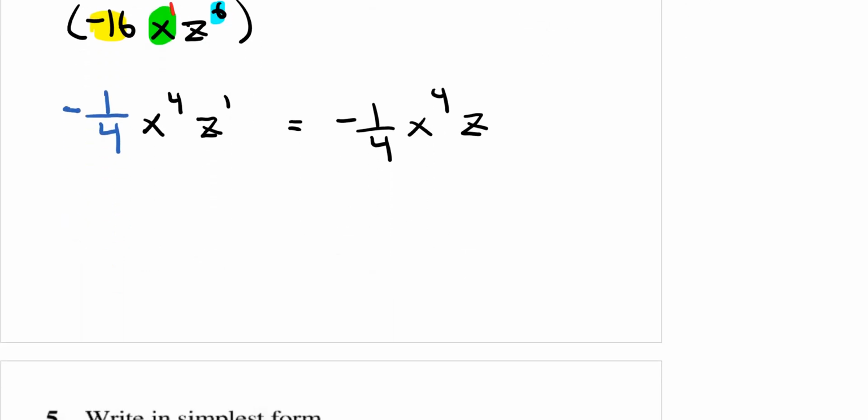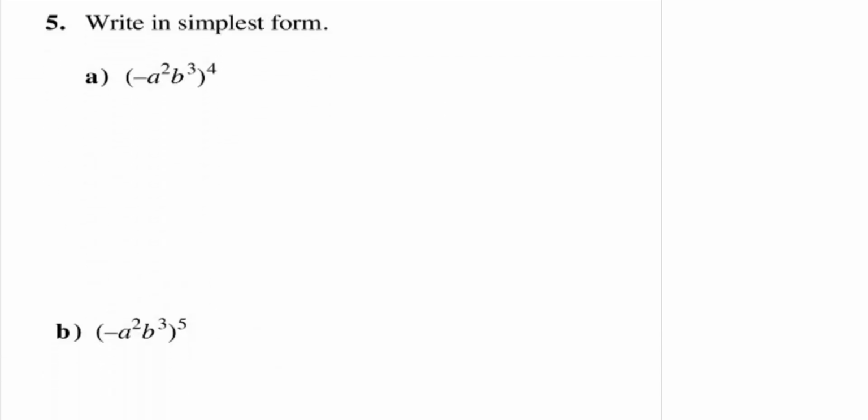Okay, let's go on to question number 5 here, write in simplest form. So with these kinds of questions, there's a few ways you can approach them. I like to go backwards by looking at the power there. So if I go backwards here, 4 times 3 is going to be 12, so that's going to be b to the 12. And that one's done. And then you'll notice that I have this negative a squared, right? So what that really means is I have this negative a squared, and that's being raised to the power of 4.